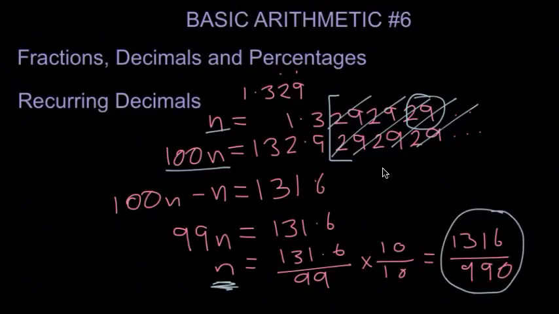and what we find again is that this value of n here is equal to this whole number fraction, but we already know that n is also equal to 1.3292929 with the 29 repeater. So again we've established that this repeating decimal can be expressed as a whole number ratio, which makes it a rational number.